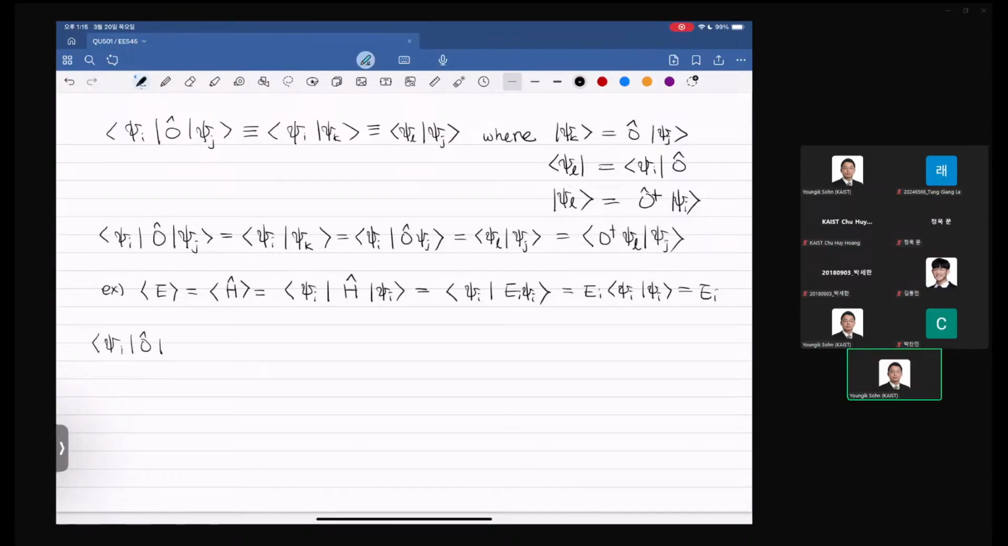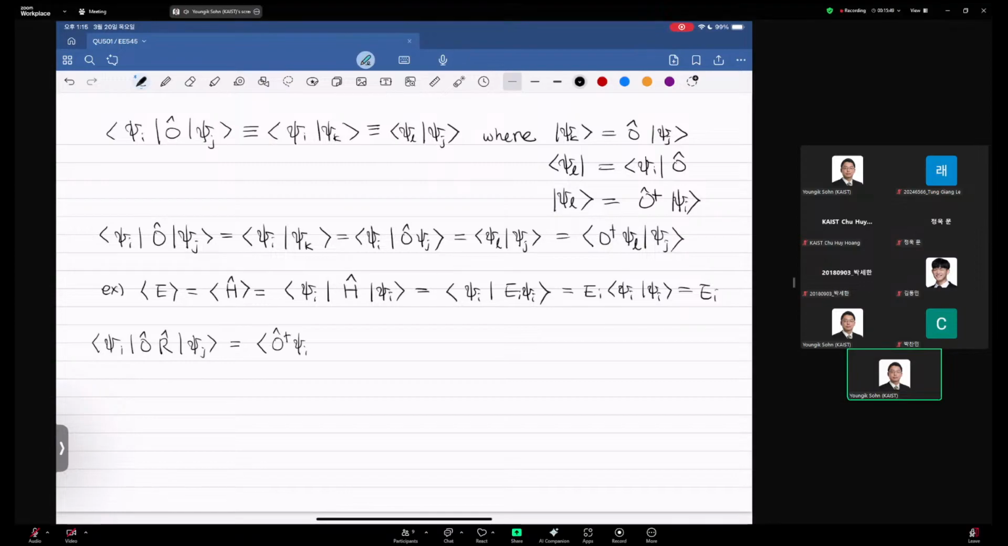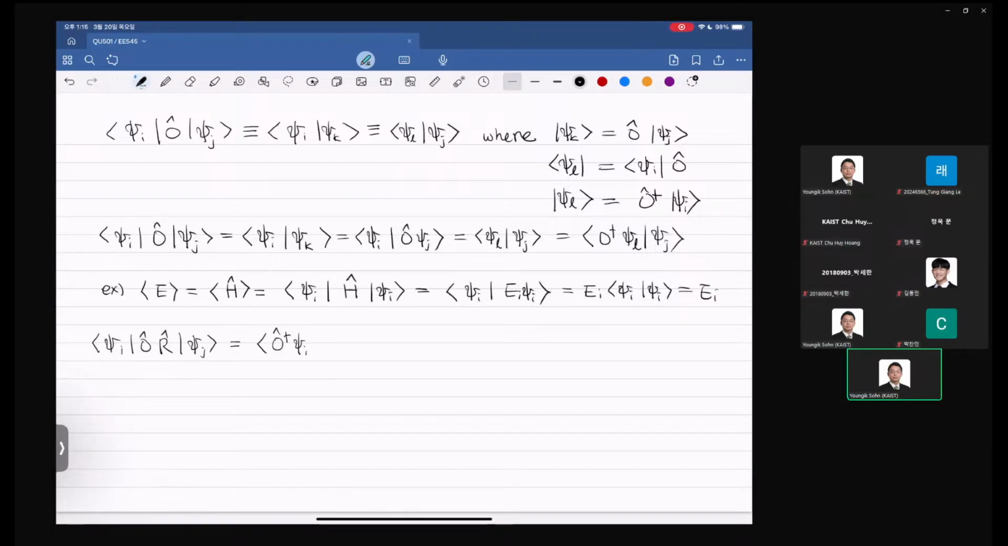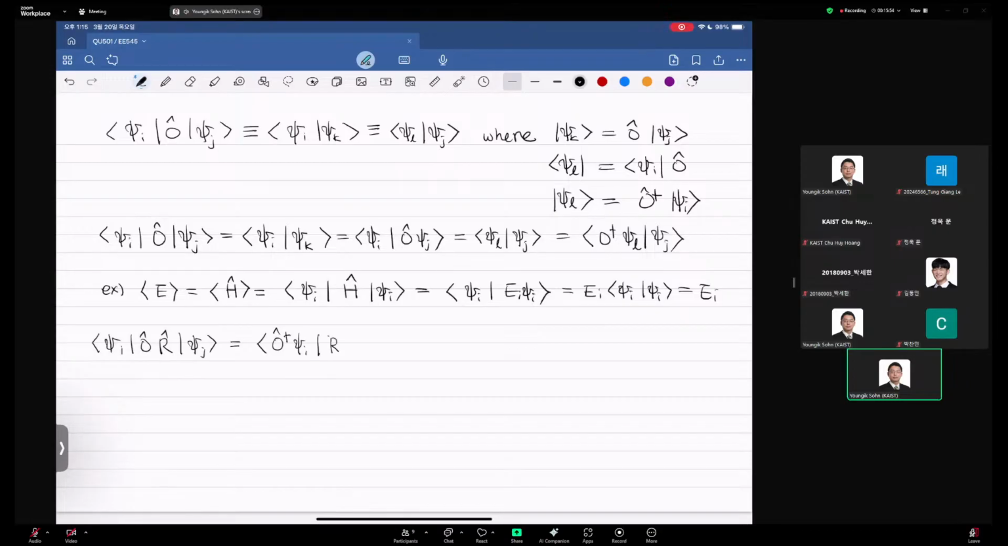If you have a bit more complex situation where you have two separate operators that sandwich in the middle, that's still not very difficult. If you think about what it really means, you can actually do something like this, okay? You move the O to the left, R to the right.